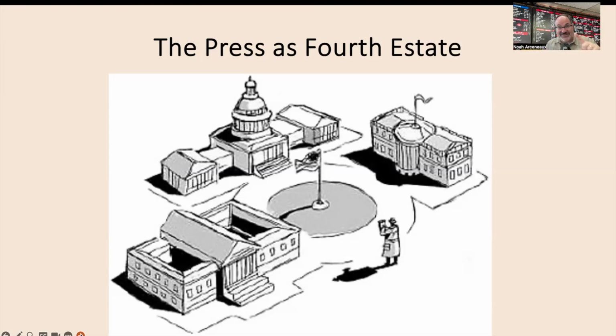However, there's always a however. As the textbook specifies, the metaphor originated in England. If you are ever asked, where did the metaphor of the press as fourth estate originate? It's England. Take a look at that section in the textbook.